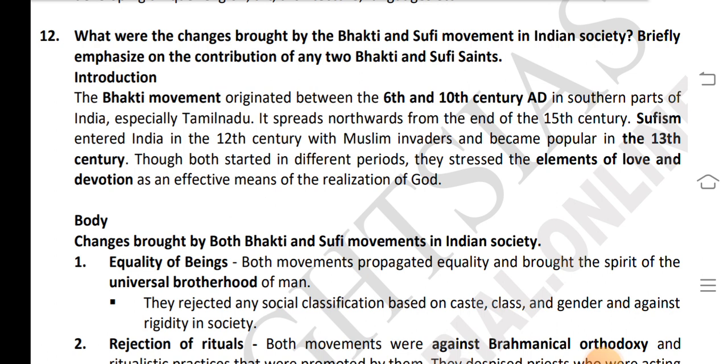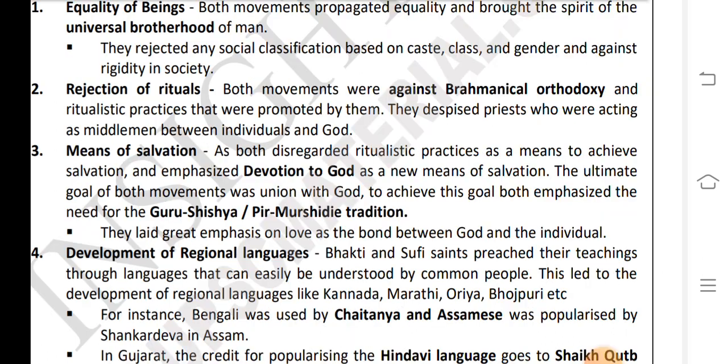especially Tamil Nadu. It spread northward from the end of the 15th century. Sufism entered India in the 12th century with the Muslim invaders and became popular in the 13th century. Both started in different periods, and they stressed the elements of love and devotion as an effective means of the realization of God.